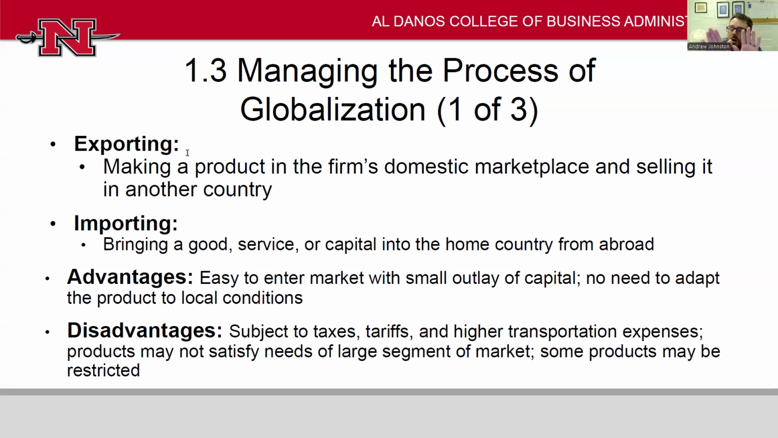I'm going to use the term home and host market. Home is where your firm is based, and the host market is another country where you're either exporting to or perhaps even thinking about making some direct investment in and opening up operations in that country, in that host market. You may need to make customizations to satisfy more customers in your host market versus staying strictly domestic.